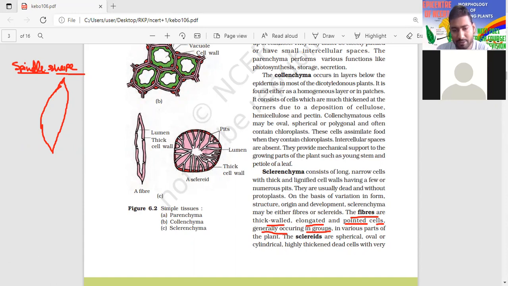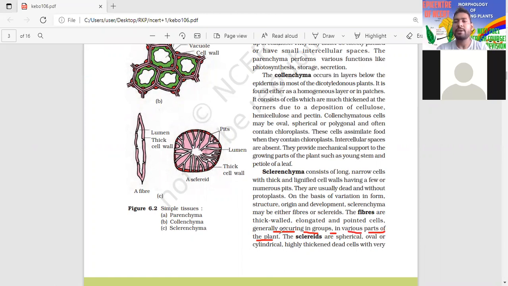The shape of fiber, you can see whatever you have given, is the elongated and pointed cell. Pointed cell means spindle shaped cells. Generally occurring in groups and in various parts of the plant. It is found in various parts of the plants.